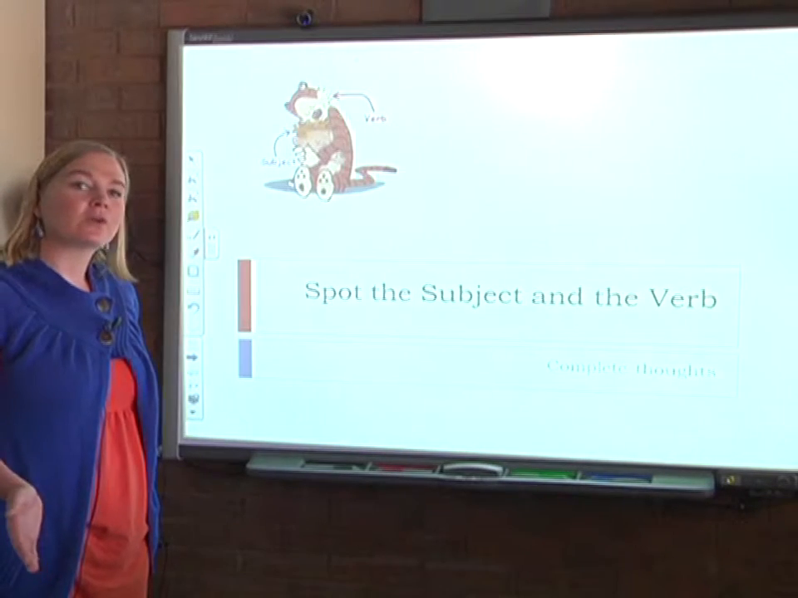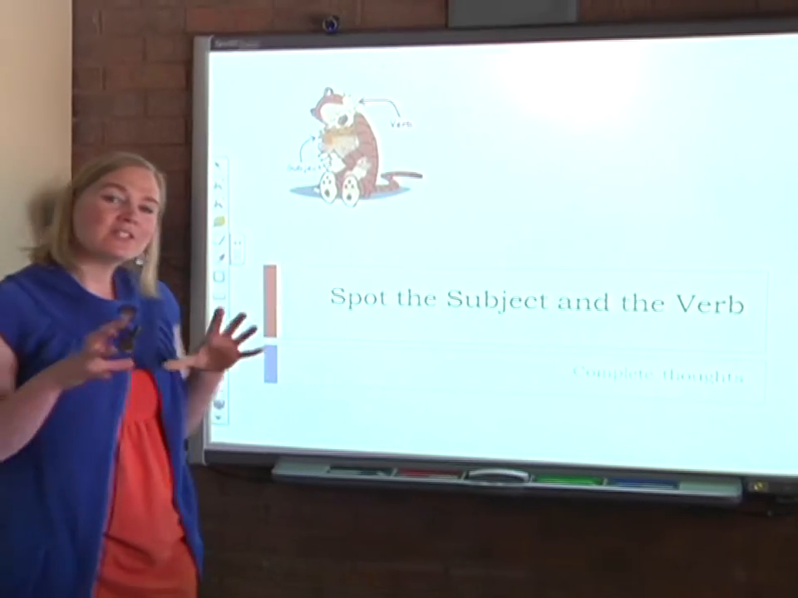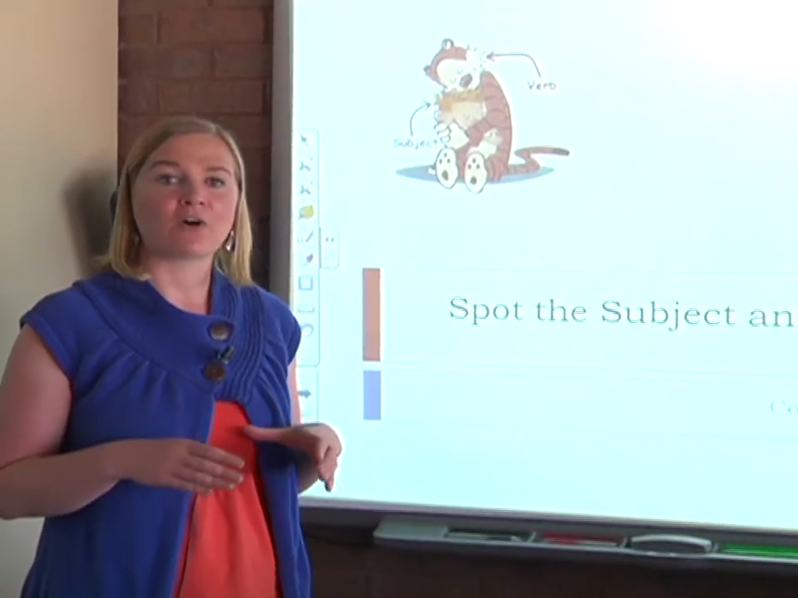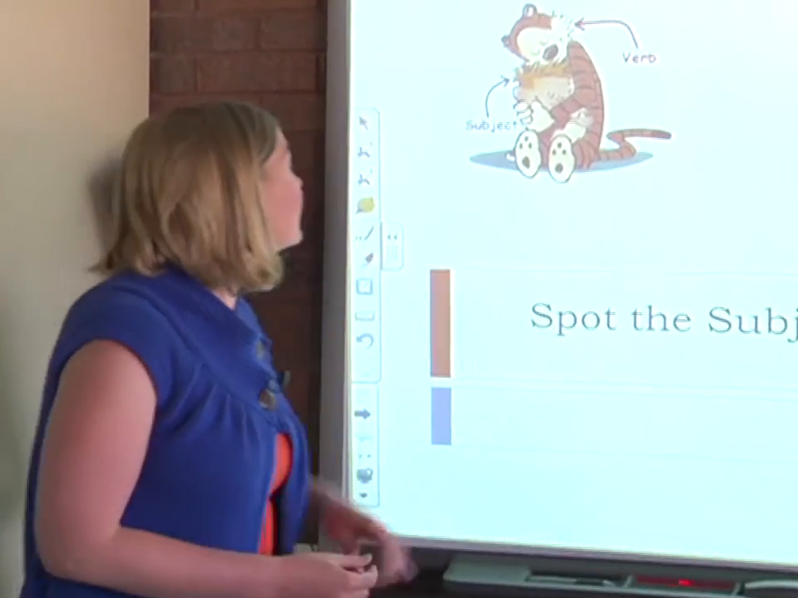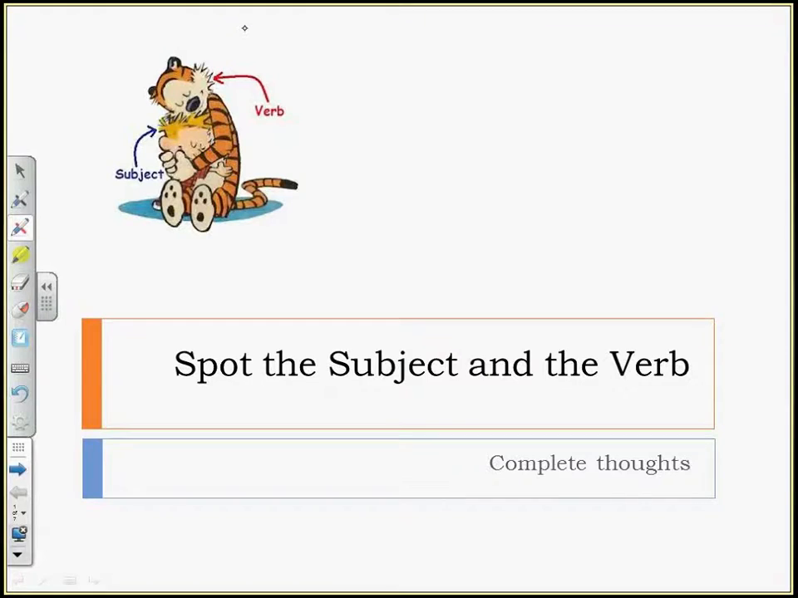For this lesson, we're going to work on how to identify the subject and the verb of a sentence. Every single sentence needs to have a subject and a verb in order to be a complete thought. So like Calvin and Hobbes here, they belong together. The subject and the verb need to be in the sentence.